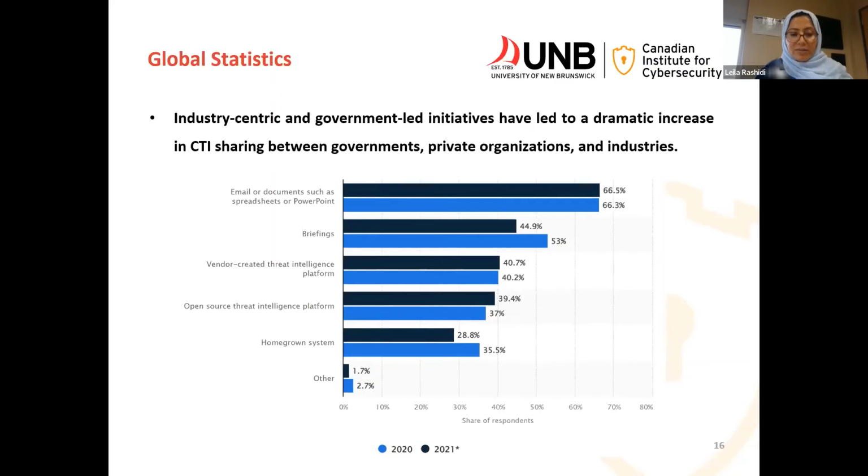source threat intelligence platform. And you can see that the percentage related to using a threat intelligence platform increases from 2020 to 2021. For example, we see a 2% increase in using an open source threat intelligence platform, but the share of manual cyber threat intelligence sharing is more than the automated threat intelligence sharing, according to this survey.